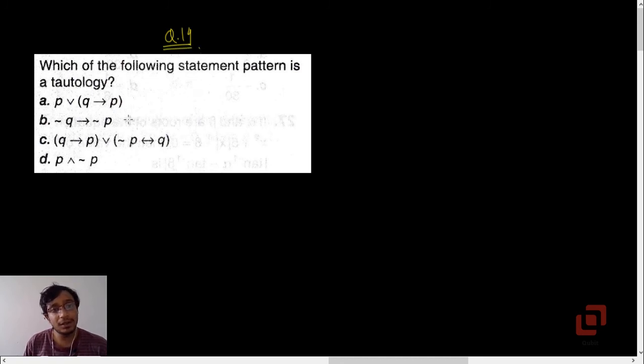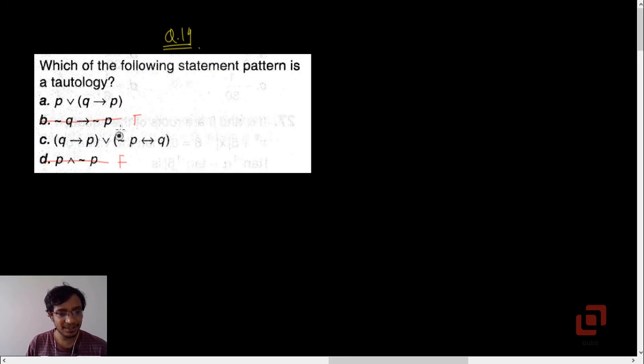Which of the following statement patterns is a tautology? Now if you look at options B and D, you can eliminate them straight away, because P and negation P is a fallacy, and negation Q implies negation P is the contrapositive of the conditional. So none of the 4 conditional statements that we have are tautologies. All of them are contingencies. So this is also false.